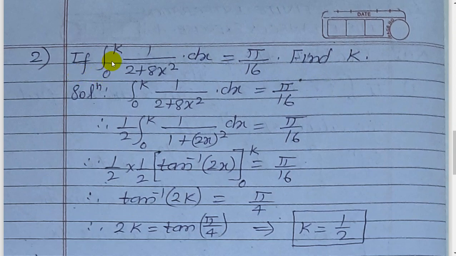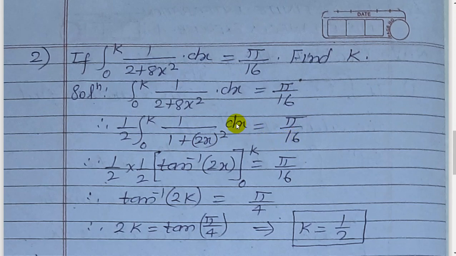If the integral from 0 to k of 1 upon 2 plus 8x square dx equals pi upon 16, find the value of k. So this question contains an extra constant k which we have to find. So for the solution, the integral from 0 to k of 1 upon 2 plus 8x square dx equals pi upon 16. Now taking 2 common from the denominator, we get here 1 upon 2 into the integral from 0 to k of 1 upon 1 plus 2x whole square dx equals pi upon 16.